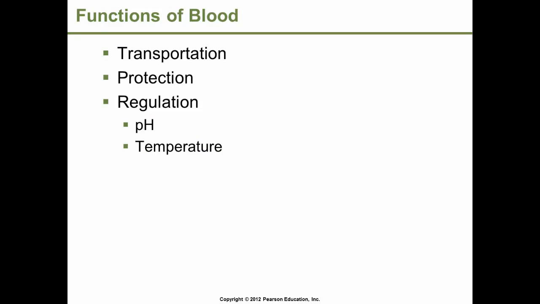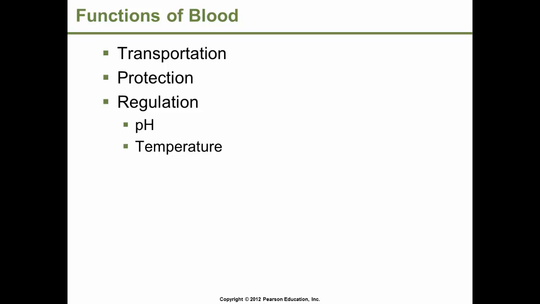Blood has several functions. One is transportation. Nutrients and oxygen are taken to cells through the blood, and wastes are carried away from cells in the blood. Blood acts to transport the white blood cells that protect us against disease-causing organisms, and also is the mechanism by which hormones are transported to the target cells.